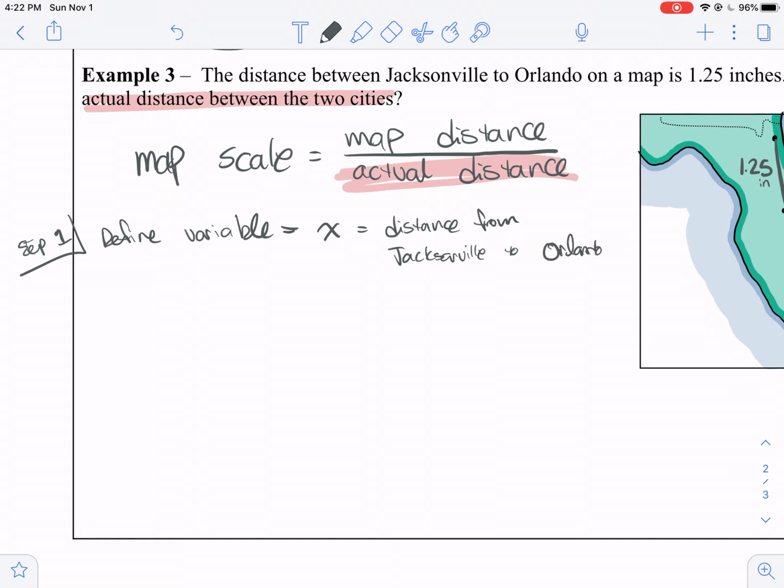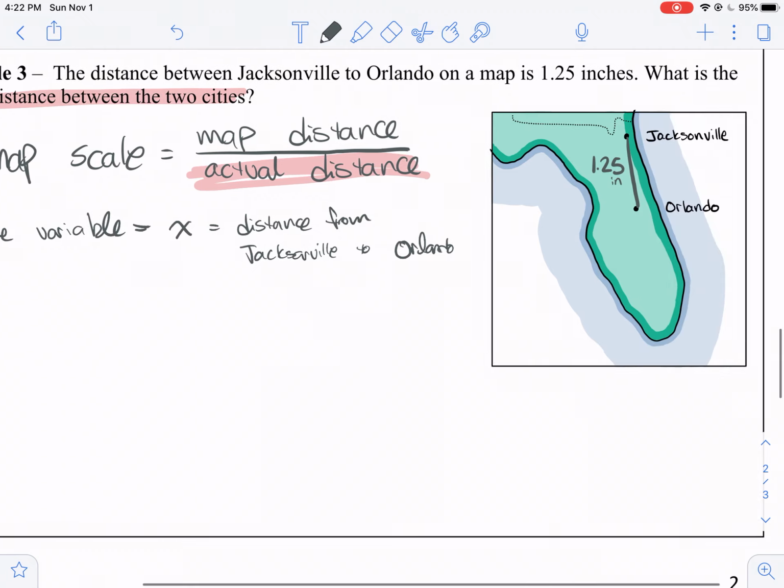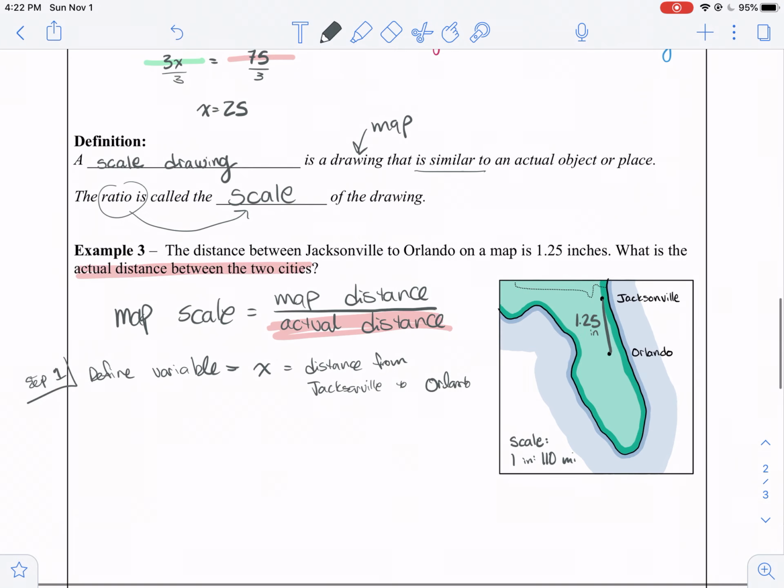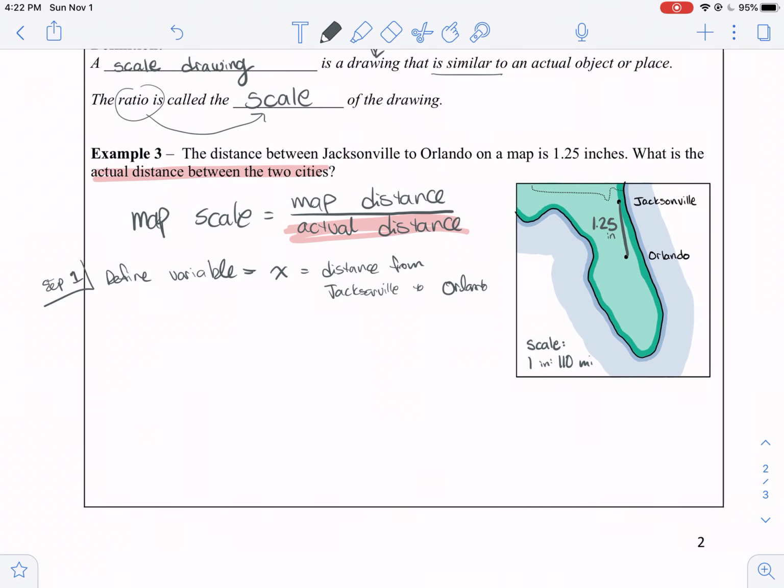Oh, you guys, I left out a very key piece of information for you. In the map, we are told that the scale is 1 inch to 110 miles. I'm sitting here trying to figure out how are they going to know this. I forgot to tell you the scale. That's the scale. You're welcome. Okay, that makes things a lot easier.